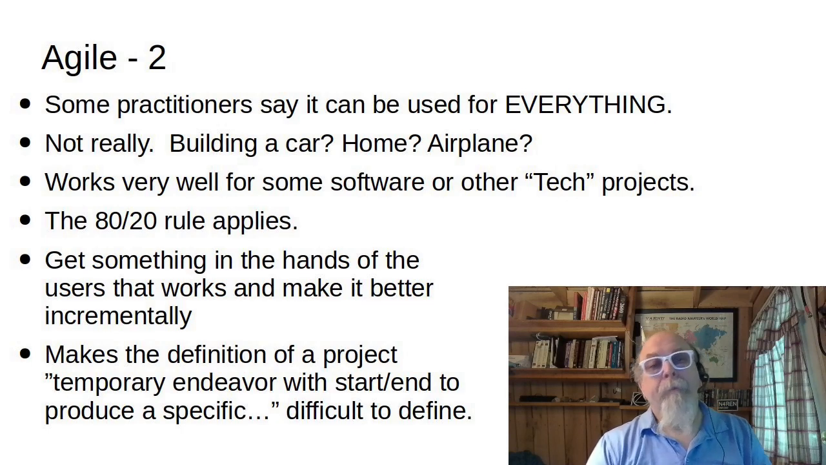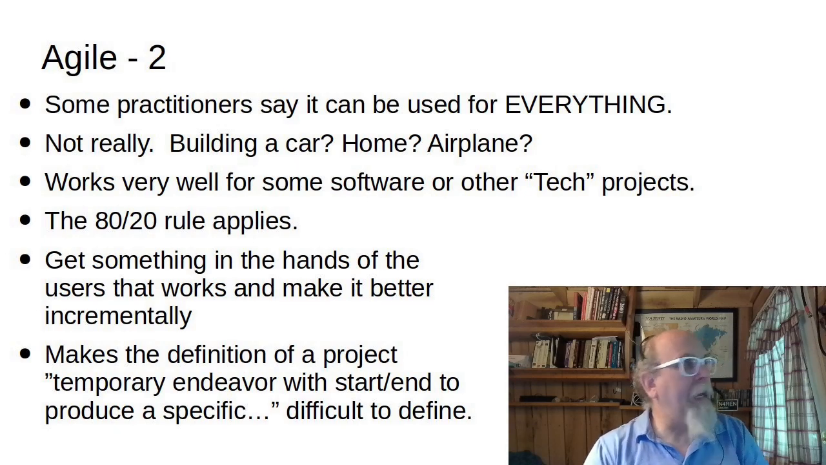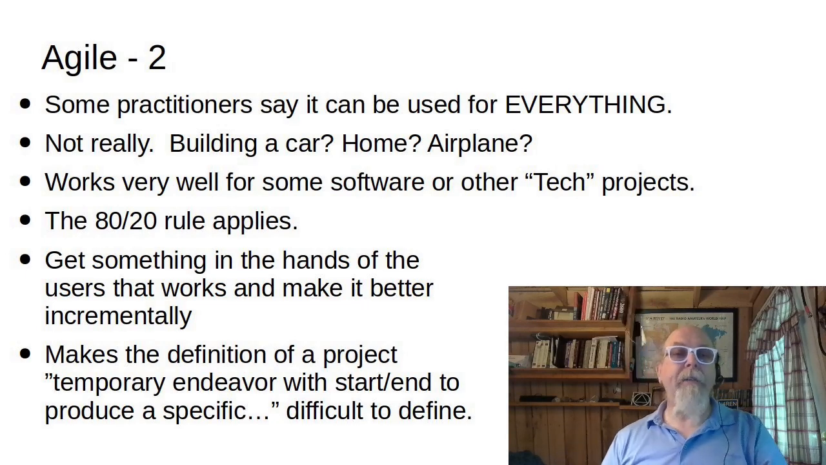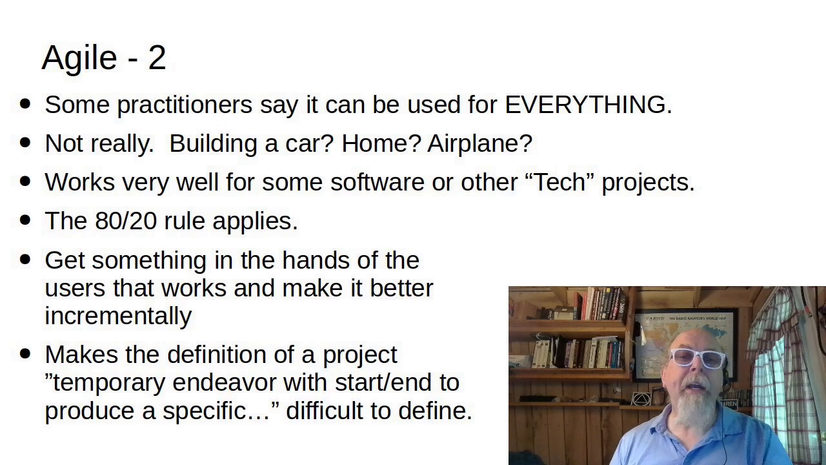Agile does work very well for some software and some other tech products projects. When we're doing Agile, I want to bring up the 80/20 rule, even though it's not mentioned in the book. It is mentioned in several books on various Agile methodologies. And the 80/20 rule basically says the user uses about 20% of the code 80% of the time. So 20% of the features in a program are what you use most often.